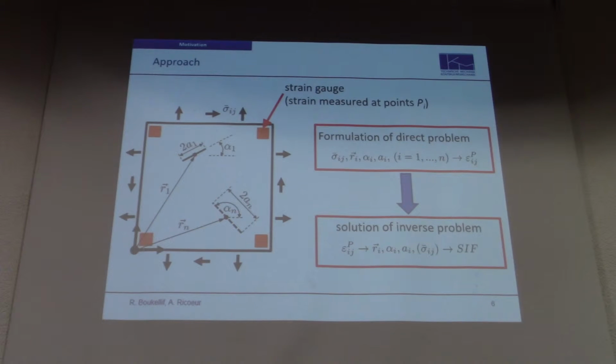The approach to solve this problem is as follows. First, we formulate the direct problem, that is to determine a function which is dependent on the crack parameters and the boundary loads. The crack parameters are the crack length, the crack inclination, and the crack position. If these parameters are known, we can directly calculate the strain or the stress field. In the next step, we solve the inverse problem, that is, the strain at these points is known, but the crack parameters, the boundary load and the stress intensity factors are unknown.